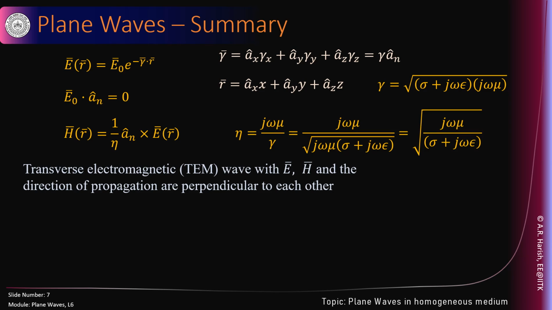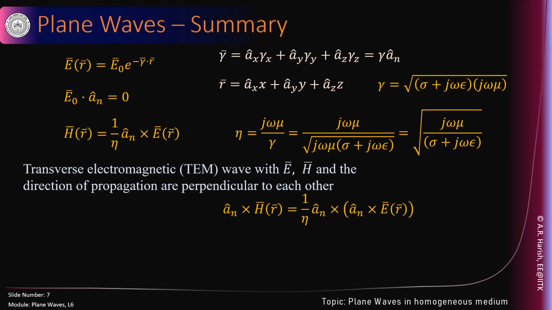Eta is j omega mu upon gamma. If you substitute the value of gamma, you can write eta as square root of j omega mu upon sigma plus j omega epsilon. I am sure you have studied this result. The idea of putting all this together was to just refresh your memory once again so that you don't feel strange or uncomfortable with these results.